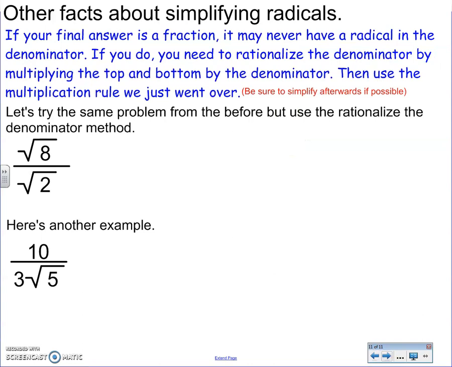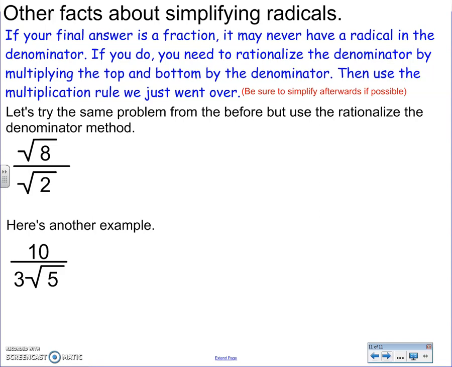Last slide. If your final answer is a fraction, it may never have a radical in the denominator. If you do, you need to rationalize the denominator by multiplying the top and bottom by the denominator, and then use the multiplication rule we just went over 2 slides ago. And again, be sure to simplify afterwards if possible.